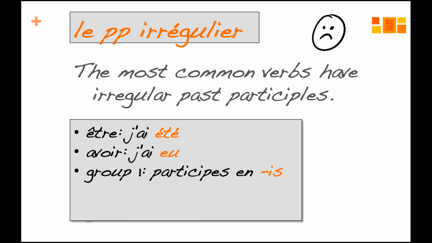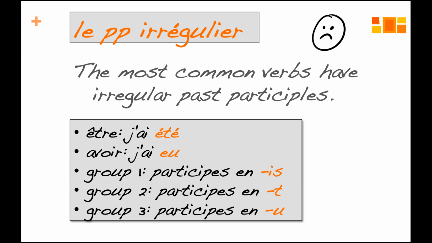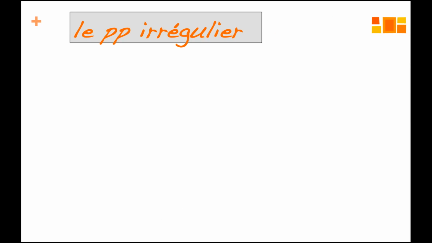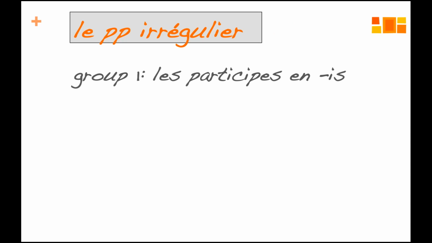And then you have three different groups of irregular past participles. First group, participles ending in is. Second group, participles ending in t. And third group, by far the largest one, participles ending in u. And we have a look at the first group. Group 1, les participes en is.